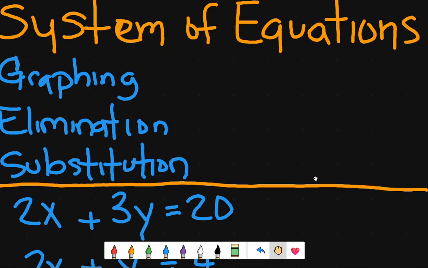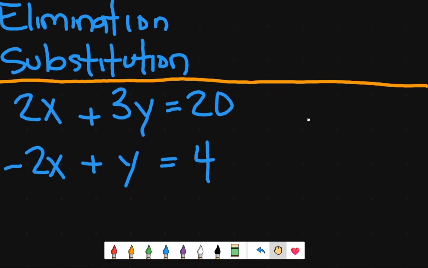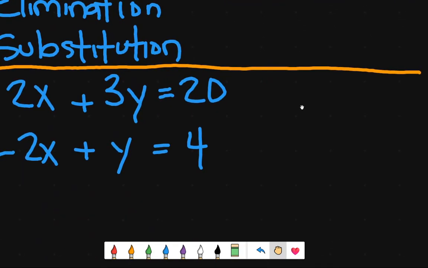In this mini lesson, we'll go over a system of equations. Systems of equations are generally two equations that intersect each other when they're graphed, or you can find the solution through the process of two other steps, which is called elimination or substitution. But first, let's look at the two equations that we have here: 2x plus 3y is equal to 20, and negative 2x plus y is equal to 4.